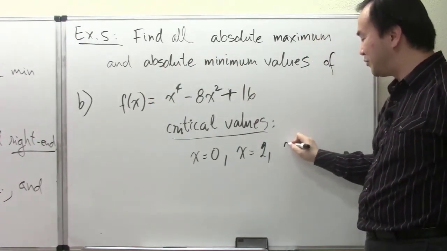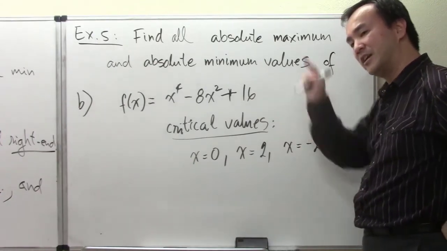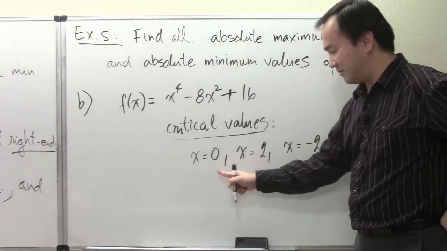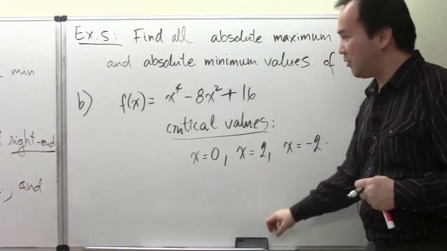And so that means we're also going to take the other critical values we have found in the previous problem in part A. Okay, so now this time we're going to take all three of them. Okay, and so now that's the one.